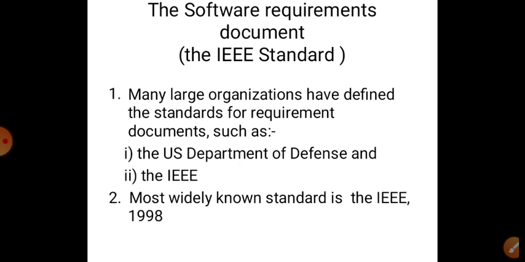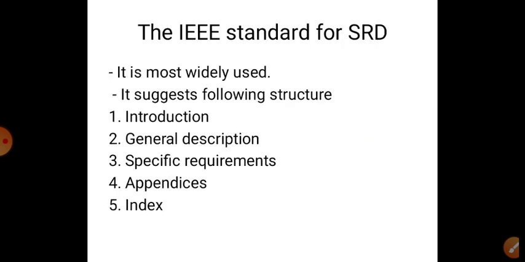The most widely used standard is the IEEE format, which was given in the year 1998. So now we will study the important format as given by the IEEE standard for the software requirement document. As I told you, it is most widely used. It suggests the following structure.